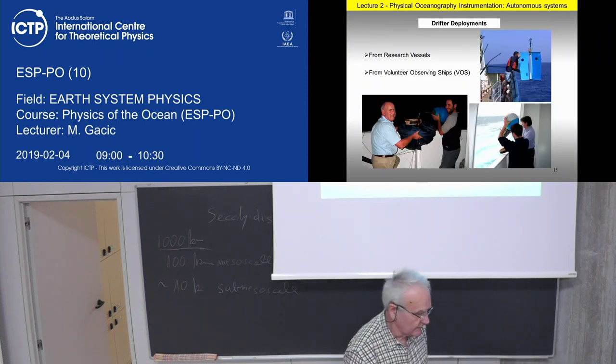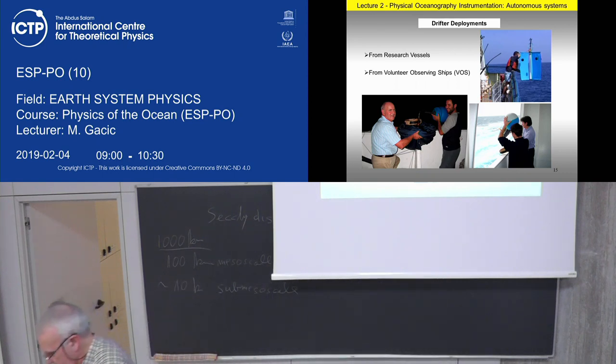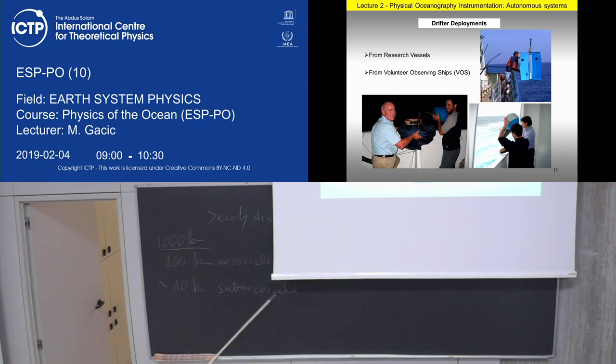Here is how the drifters are deployed. Very simply, you threw them into the sea. This is the Holly Sox, and this is the simple surface drifter. But then they can be deployed from research vessels.